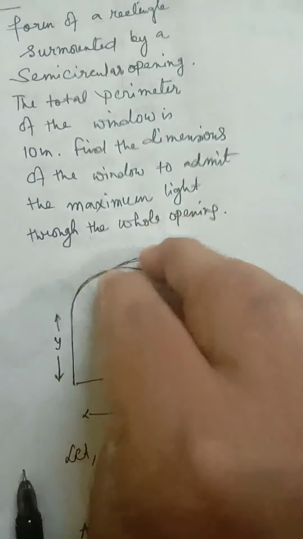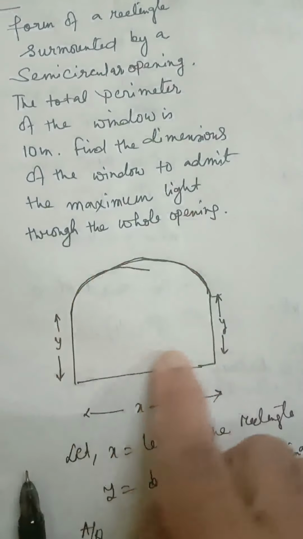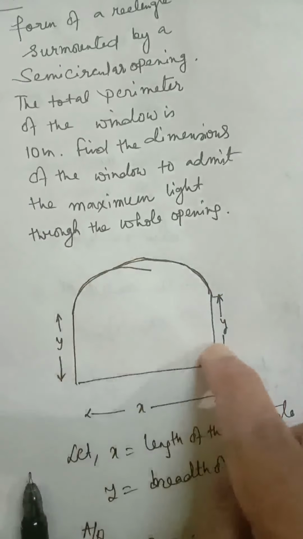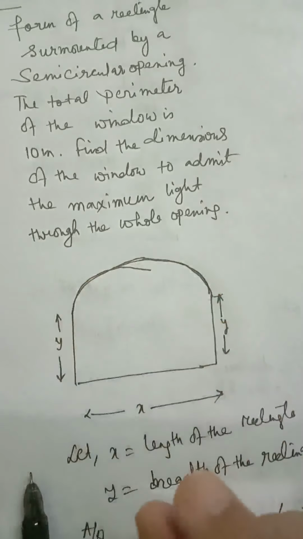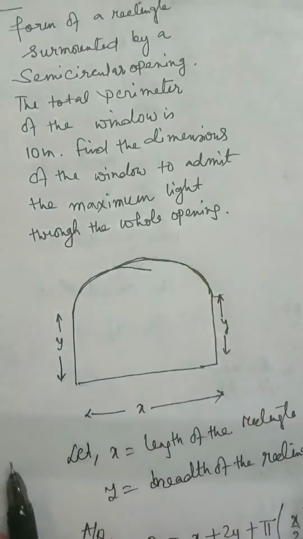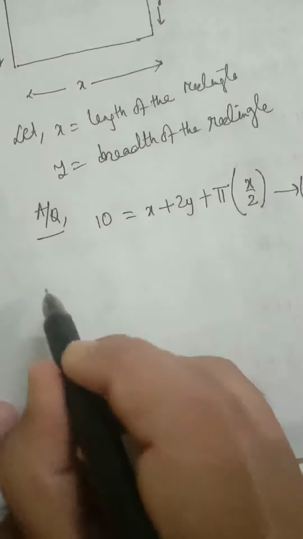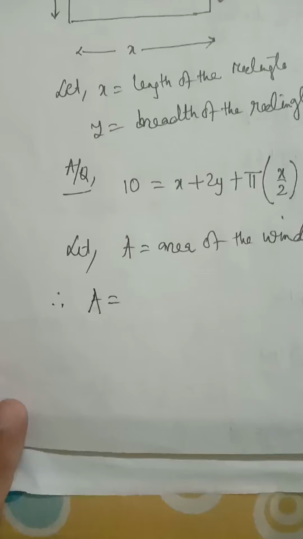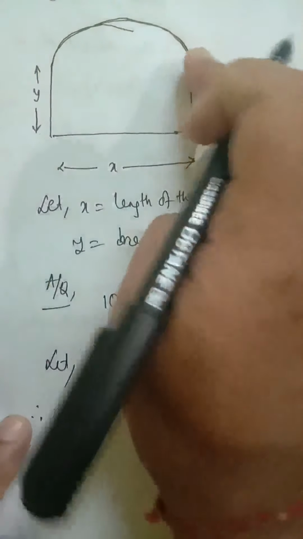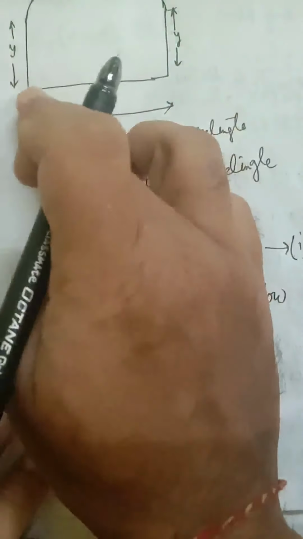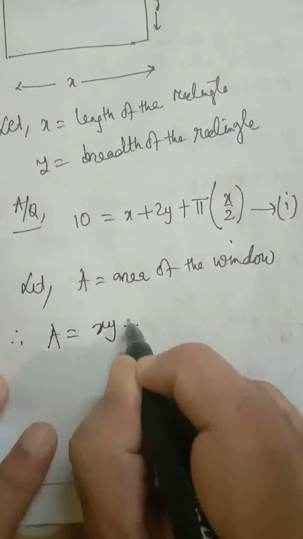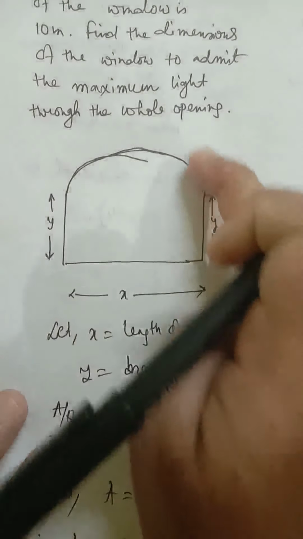Now maximum light will pass through the whole window if the area of the window is maximum. If the area is maximum, so we have to find x and y for which area of the window is maximum. So let A be the area of the window, then A equals area of rectangular part, which is length into breadth. You can see length is x, breadth is y, so area of the rectangular part will be xy, plus area of the semicircular part.